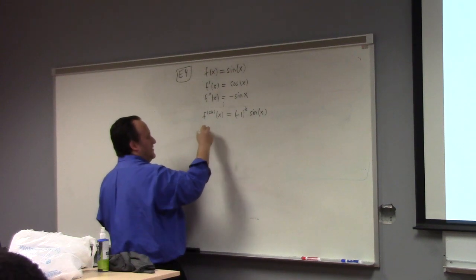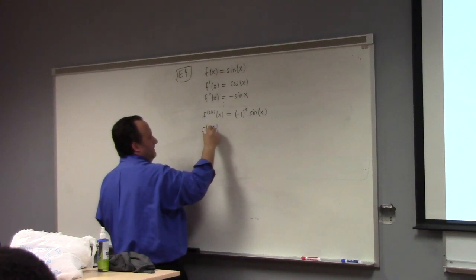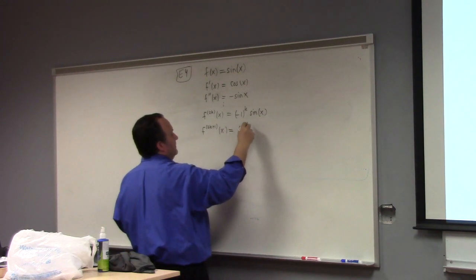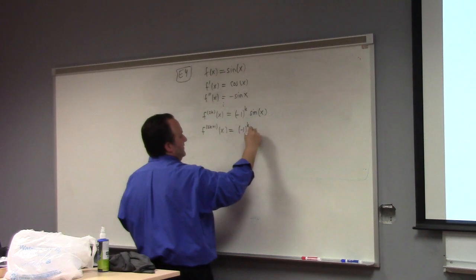I said odd, I meant even derivative. The odd derivative is minus 1 to the k cosine of x, right?